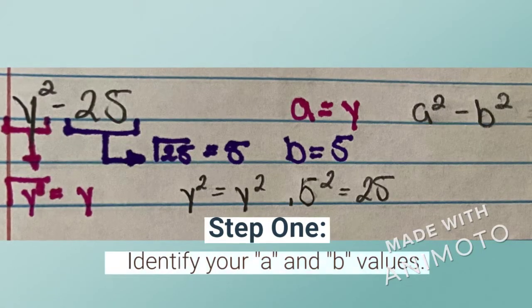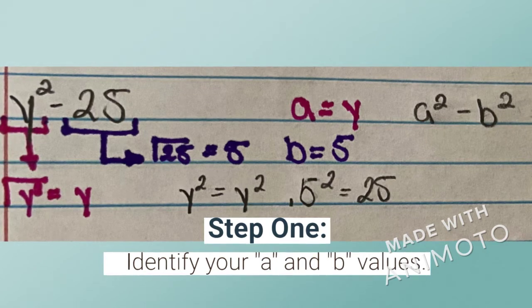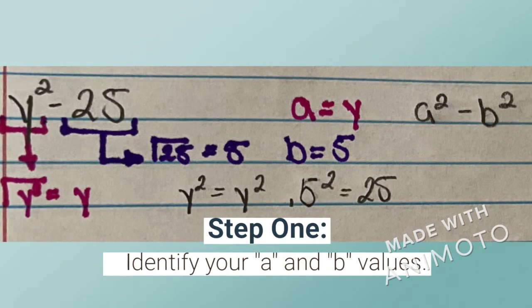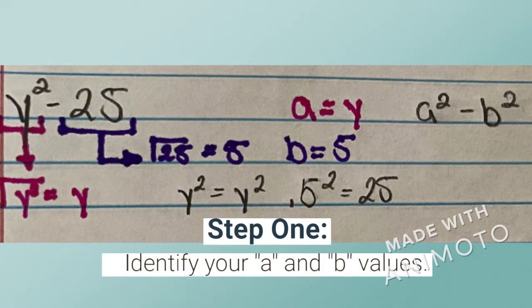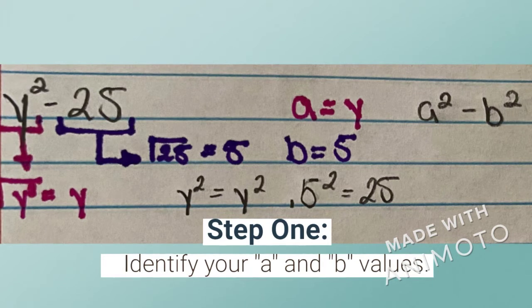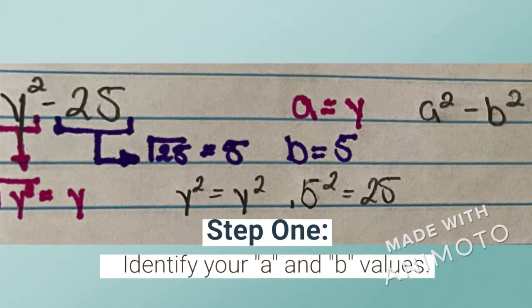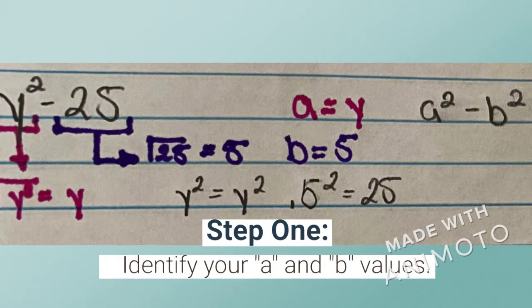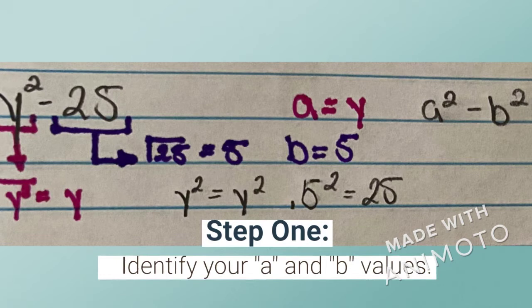In this first example, we have y squared minus 25. So our first step would be to identify our a's and b's. So by doing that, we're going to have to find the square root of y squared and 25. So the square root of y squared is going to be equal to y, and the square root of 25 is equal to 5. So we're going to choose y as our a and 5 as our b.